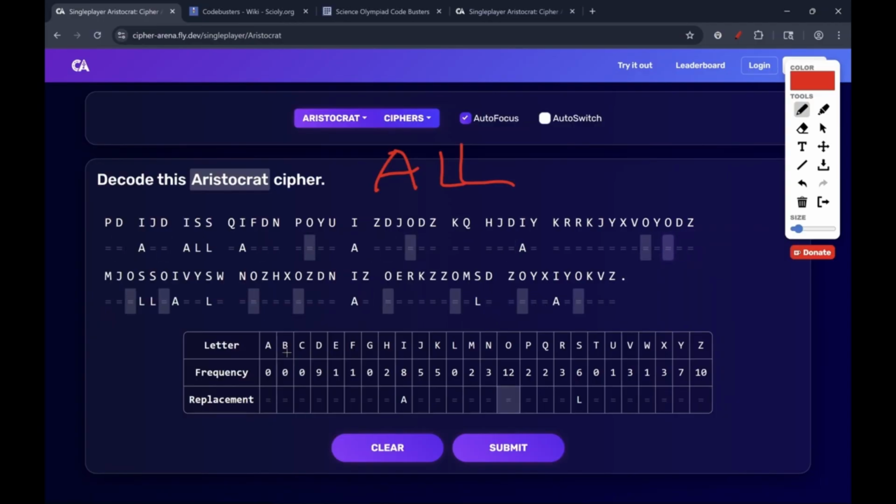And if I put I here, I have ILOIA. That looks like a pattern that makes sense. Something else that I notice is that we have PD and then we have IJD here. So we have D's at the end of both of these words.